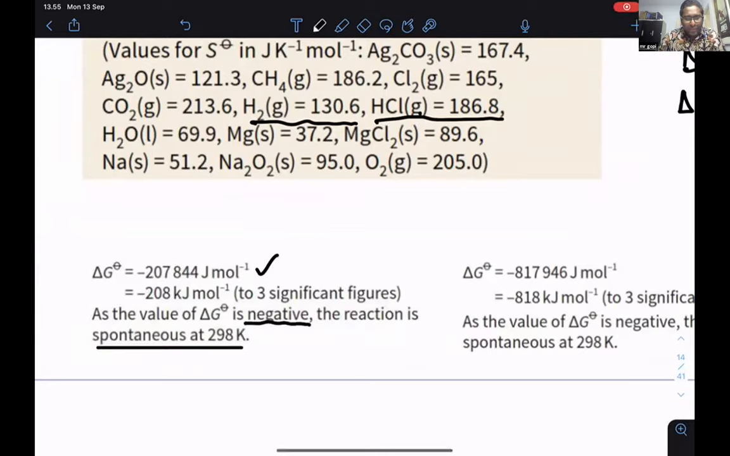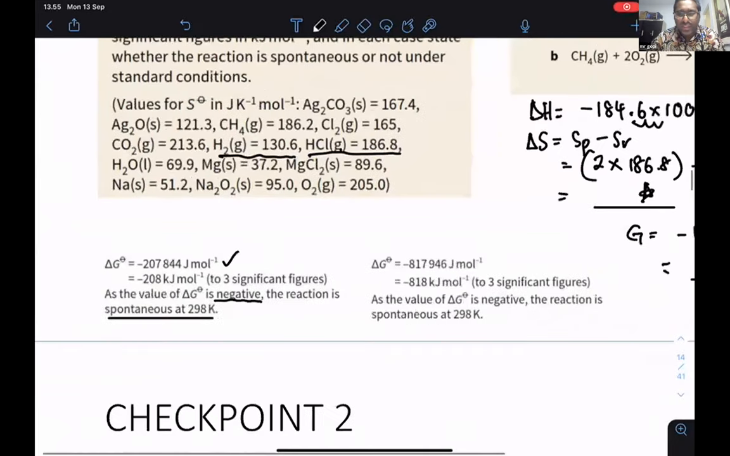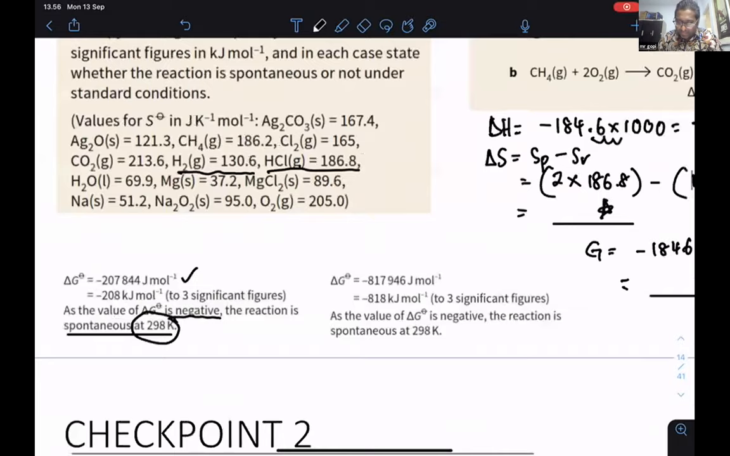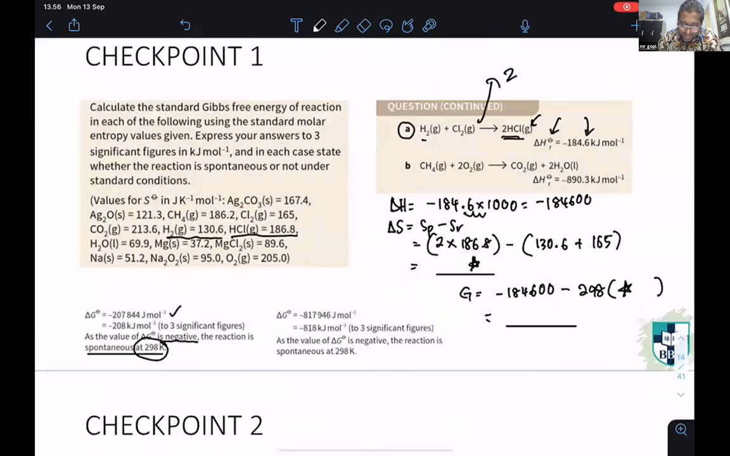It just tells you that this particular reaction is spontaneous at 298. So when you want to identify whether a reaction is spontaneous or feasible, you always need to include the temperature. What does it mean? It means at 25 degrees Celsius, hydrogen and chlorine gas can react to give you hydrogen chloride gas. That is the meaning. So this one is done.